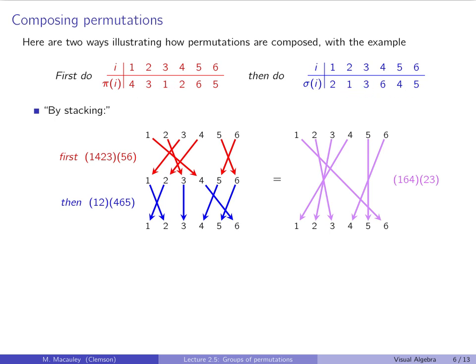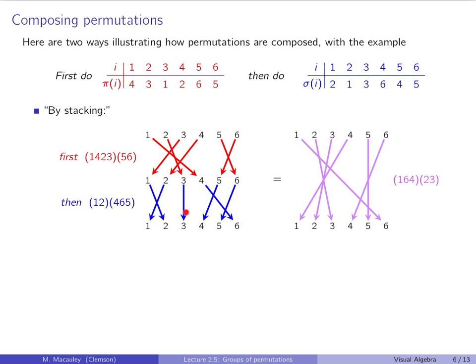create diagrams from these notations like this, we pull this apart and stick arrows between i and pi of i. So 1 goes to 4 means an arrow from 1 to 4. 2 goes to 3 means an arrow from 2 to 3. 3 goes to 1, arrow from 3 to 1. I think you get the idea. Then doing this permutation, pi, followed by this permutation sigma, which is right here, I think you can see what we do. We just concatenate these. We stack them. So 1 goes to 4, which goes to 6. So 1 goes to 6.